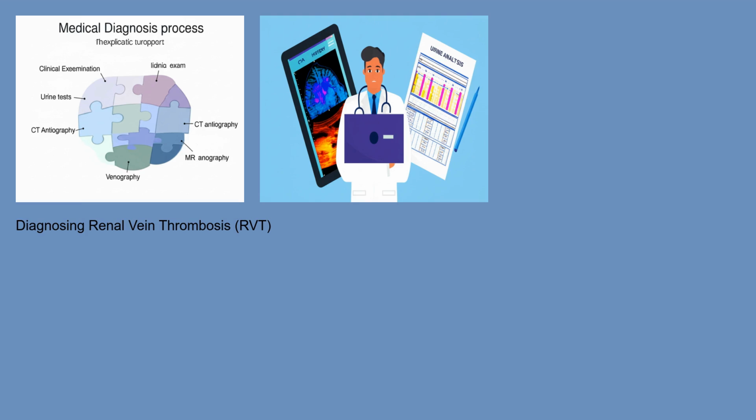Diagnosing renal vein thrombosis requires a combination of clinical suspicion and imaging studies. Due to its variable presentation, RVT can sometimes be challenging to diagnose. If RVT is suspected, the first step is often a review of the patient's medical history and a physical examination. Urine tests can reveal proteinuria or hematuria. However, the definitive diagnosis relies on imaging techniques. Computed tomography angiography, or CTA, is commonly used. It involves injecting a contrast dye into a vein and taking X-ray images of the kidneys to visualize the renal veins and identify any blockages.